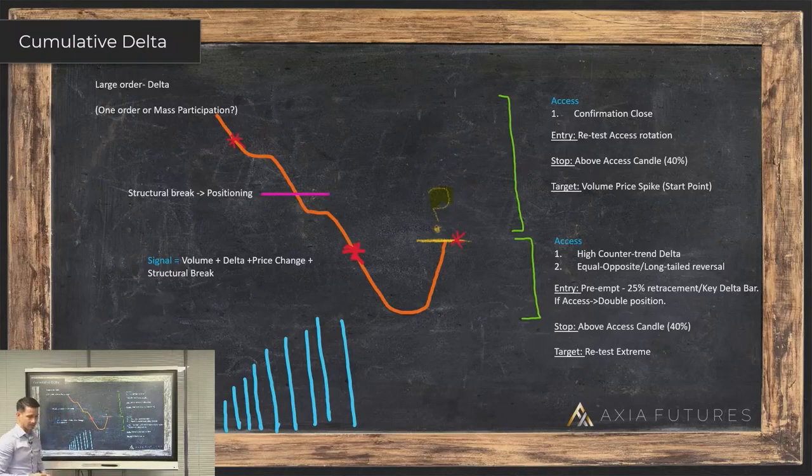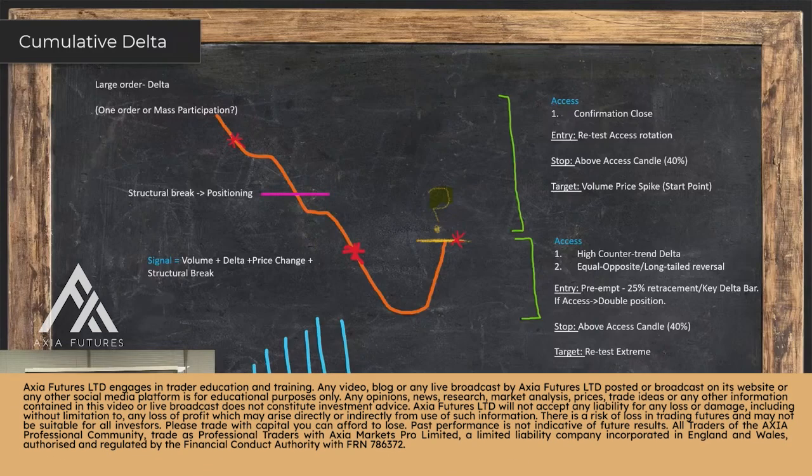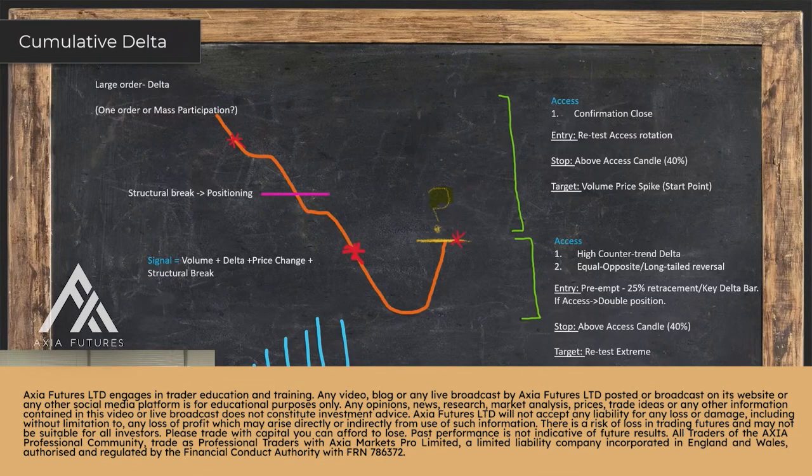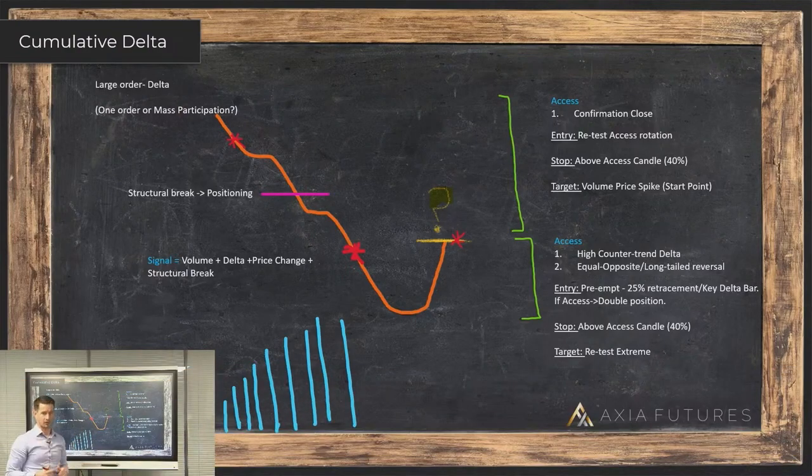What the delta ultimately is, is the net interaction between buyers and sellers. In other words, as price rises, if we have a positive delta, there are more offers being lifted out of the market than sellers hitting into bids. We can see that there is a lot of offer being lifted as the market rises. Now, that doesn't mean that price will keep rising. It's just telling us about the level of interaction taking place.